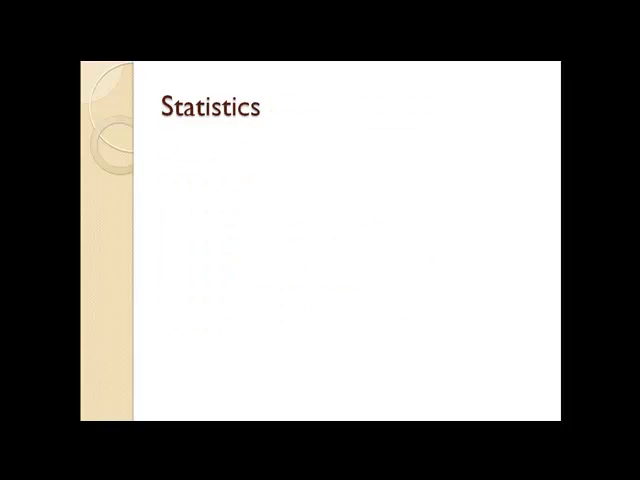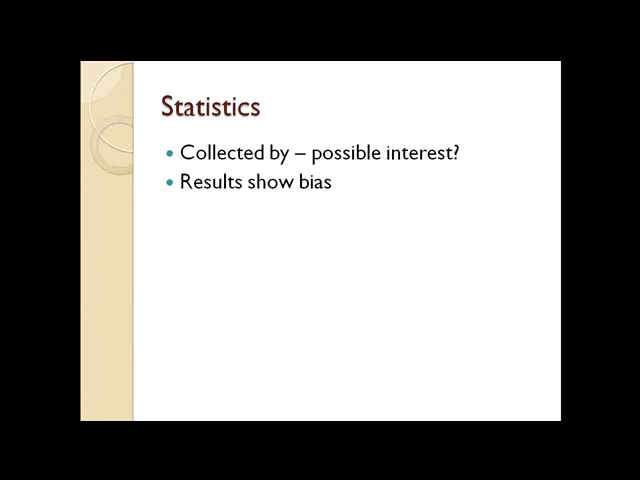And the final area of information that you want to be critical about is in statistics. You want to think about who they were collected by and if they have a possible interest in the outcome. So if there's a company who, if this survey went one way, it would be really good for them, and if it went the other way, it would be really bad for them, you would want to be aware of that before you put too much stock in what the results of that survey were. Again, you want to look to see if the results show some sort of bias. Look to see who they surveyed, if they only surveyed a particular population that they know would believe the way that they want them to answer.